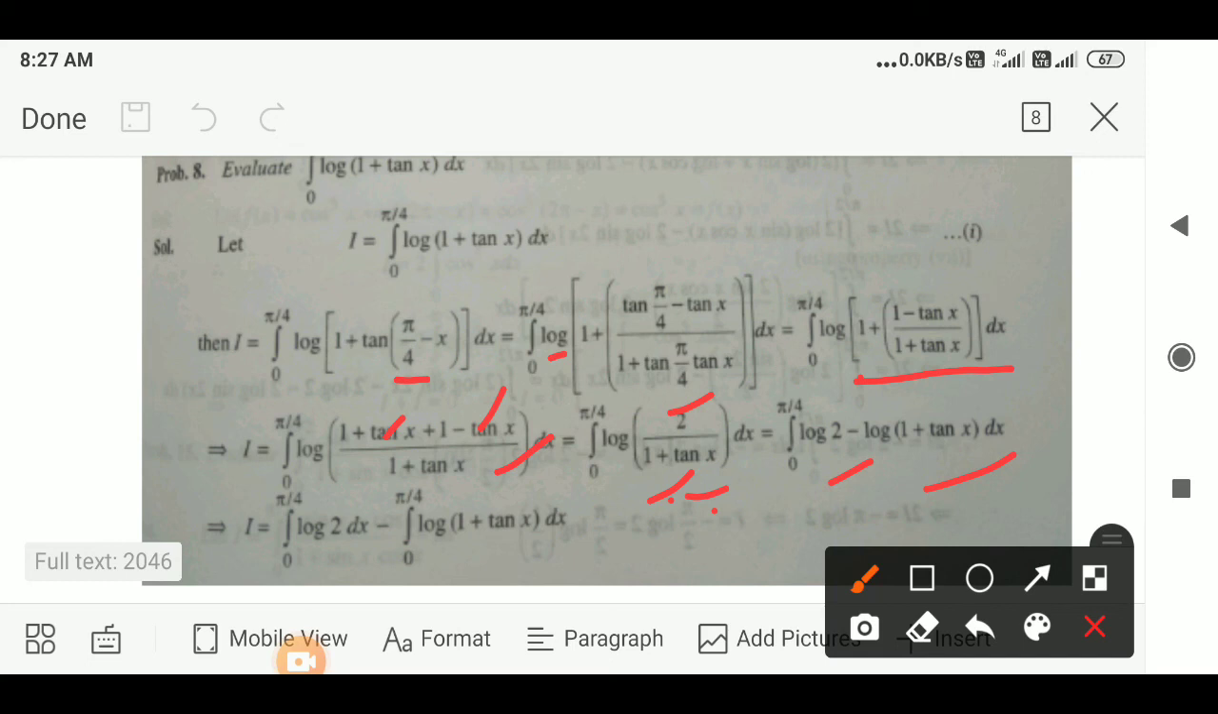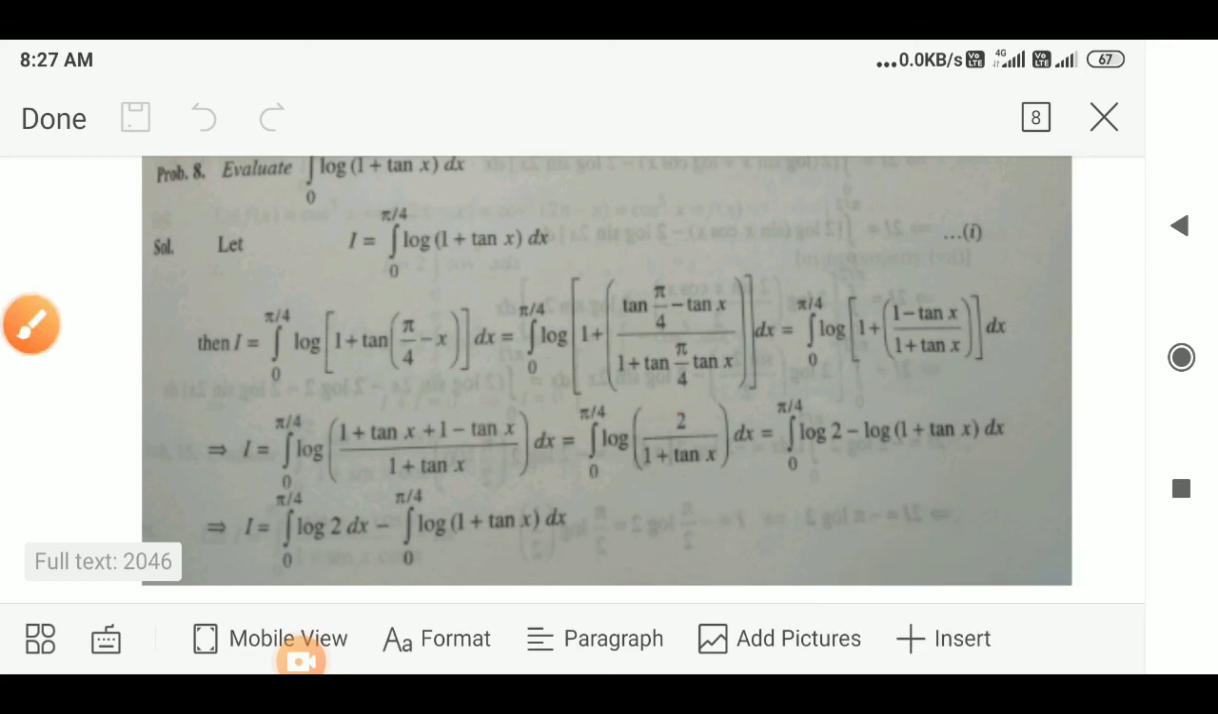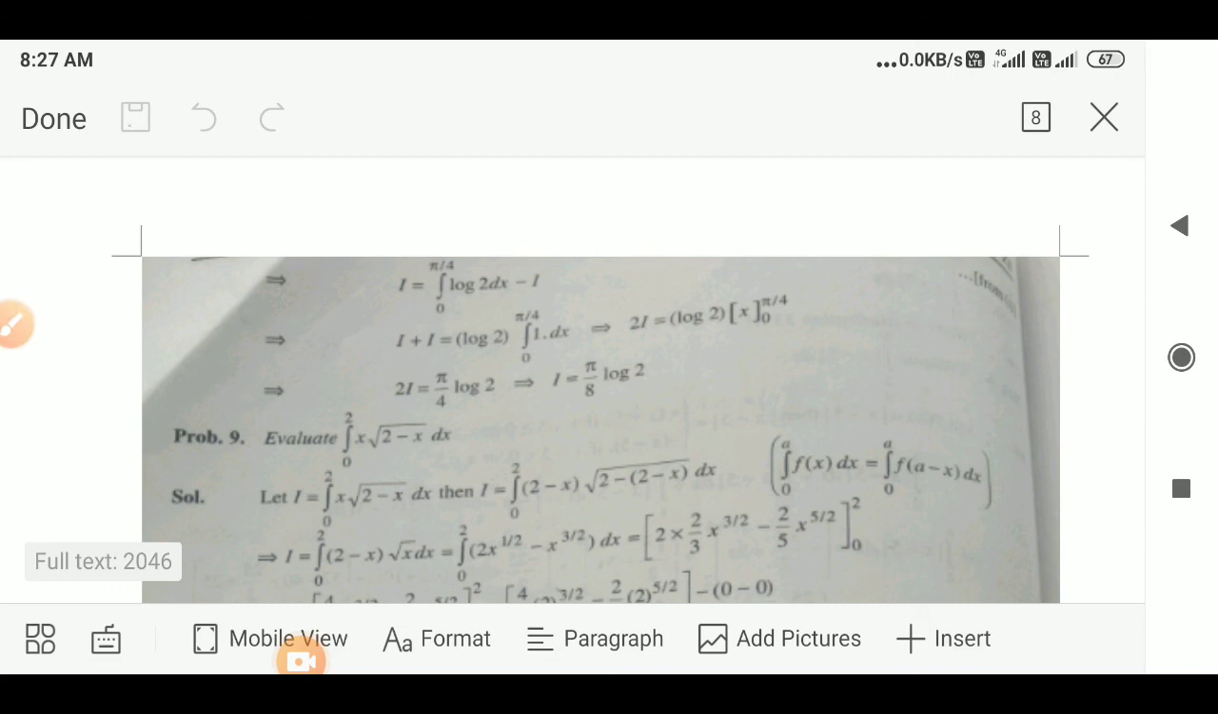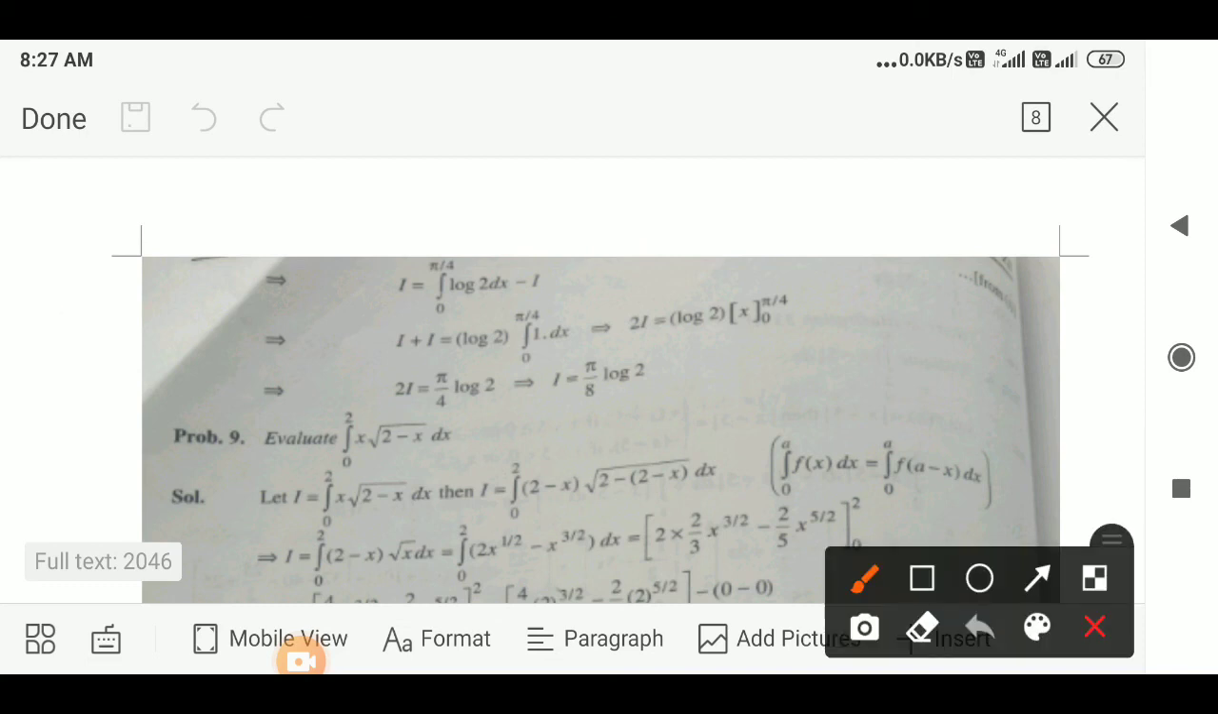Separate the limit with log 2. Log 2 is a constant, so integral of log 2 dx, and from 0 to pi by 4 log of 1 plus 10x. This is I. Thus we get I is equal to the integral of log 2 dx minus I.